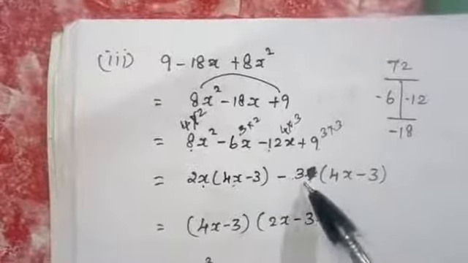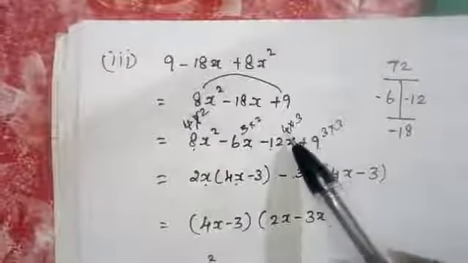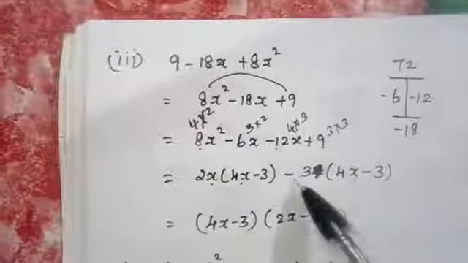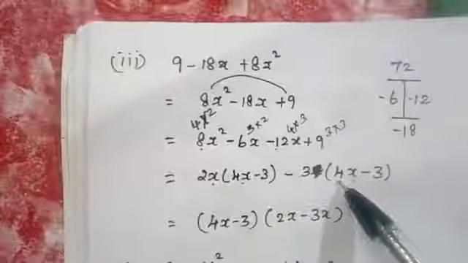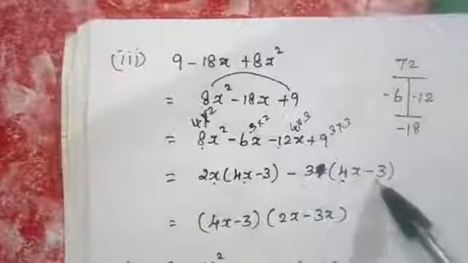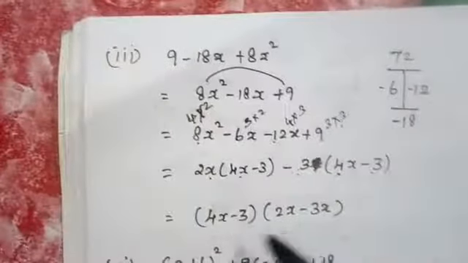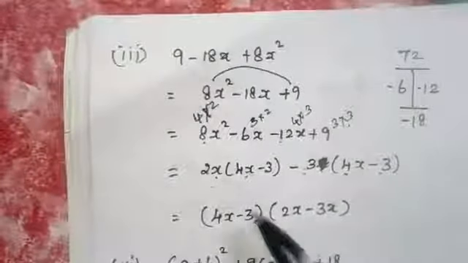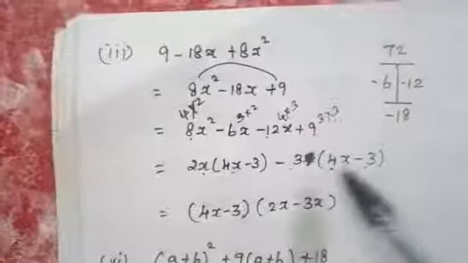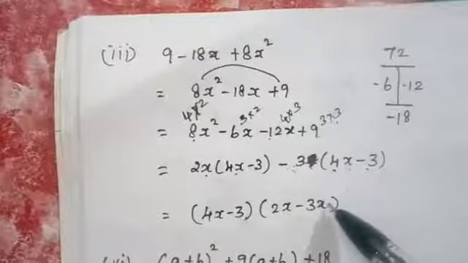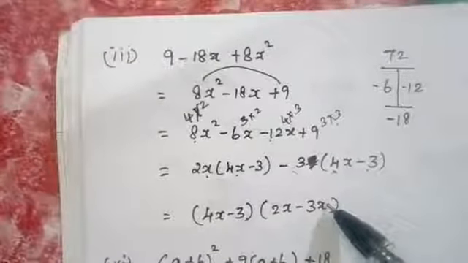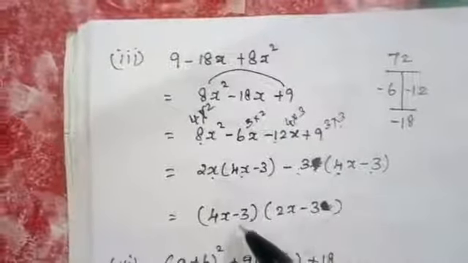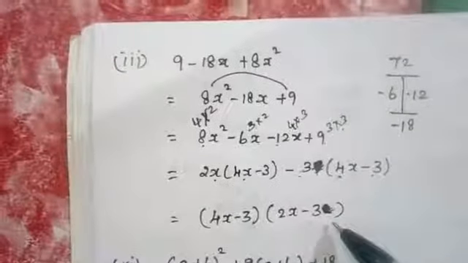So 3 is taken outside, which is remaining minus 4x. So here which is remaining minus 3. Now you check. Minus 3 into 4x minus 12x, minus 3 into minus 3 plus 9. So now 4x minus 3 is common. 4x minus 3 taken outside, which is remaining 2x minus 3. So 4x minus 3 into 2x minus 3.